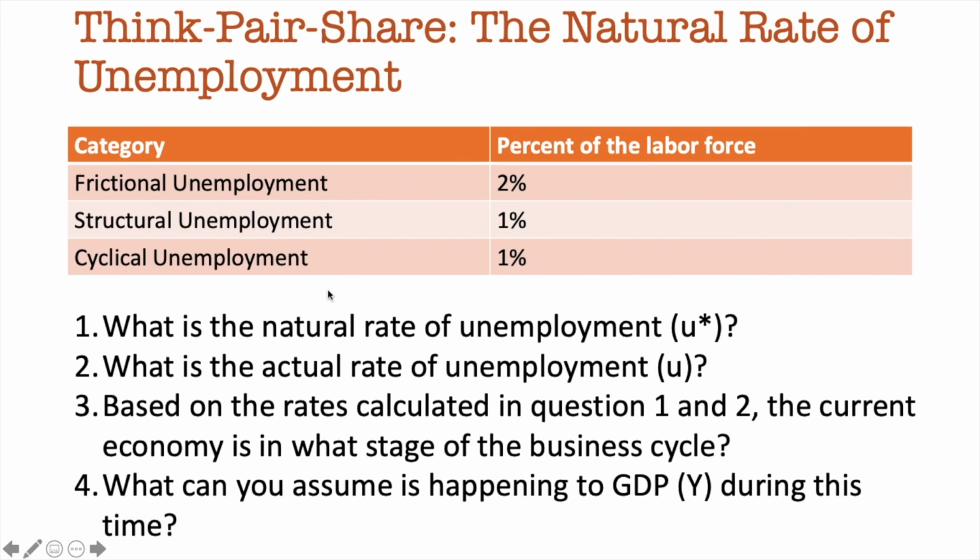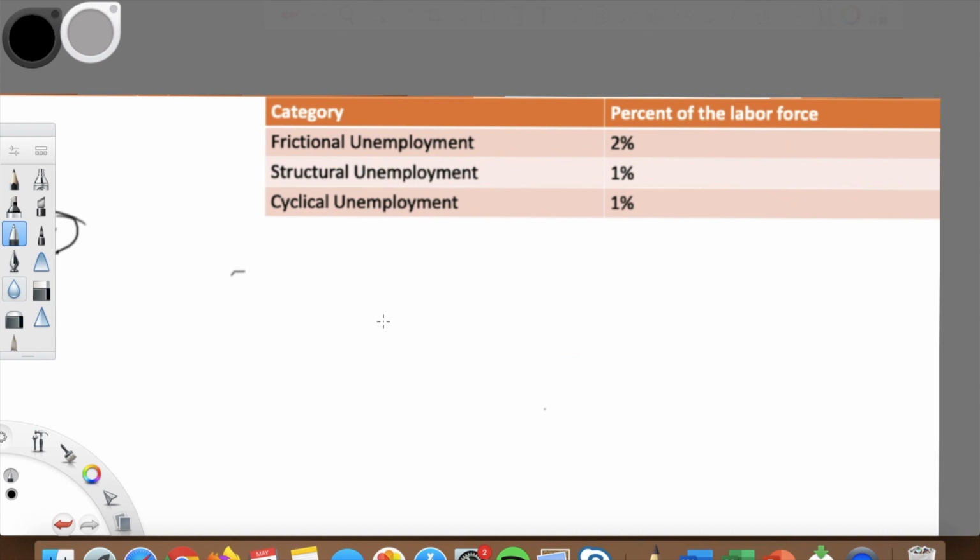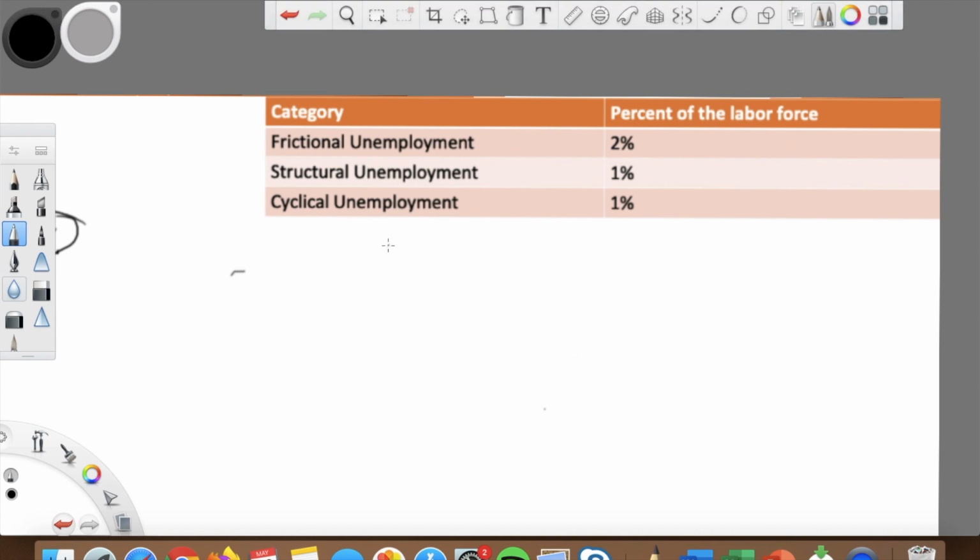So question 1 here says, what is the natural rate of unemployment, U star? So U star consists of the two quote-unquote good types of unemployment, which is the structural and the frictional. So that's going to be 1% plus 2%. So in our hypothetical economy here, the natural rate of unemployment, what we're shooting for is 3%. So that's question 1.